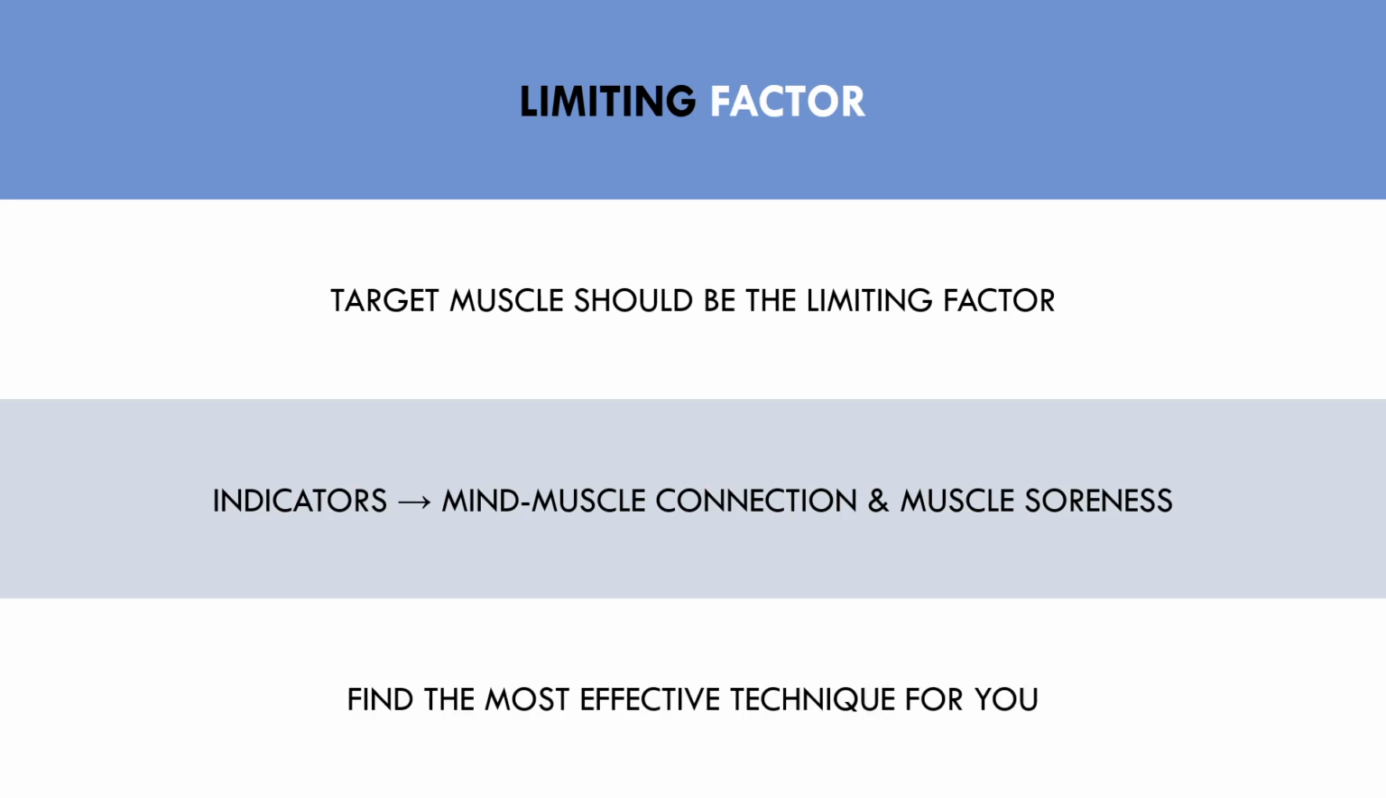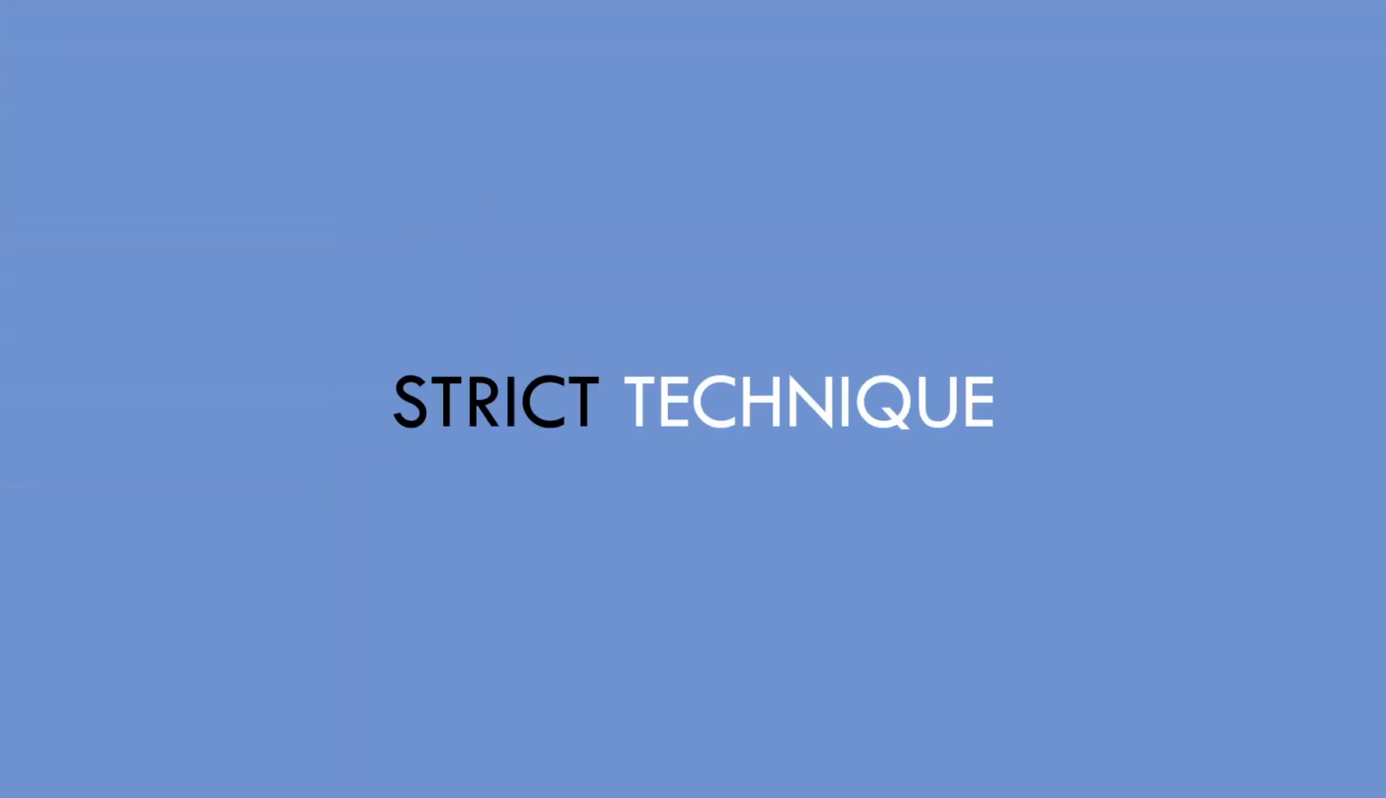Each trainee should find what technique variations provide the best training response for them. For example, a trainee may perform a seated cable row with strict technique, but the technique they use doesn't really tax the back muscles. Instead, the arms become the limiting factor and the back muscles don't receive much of a hypertrophy stimulus. The next technique consideration for hypertrophy training is strictness.